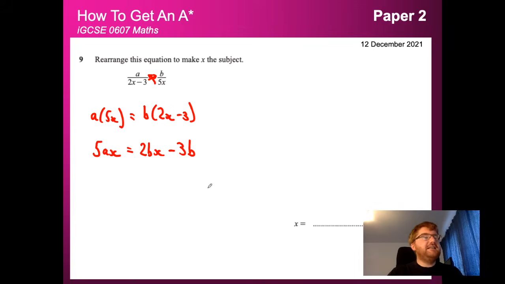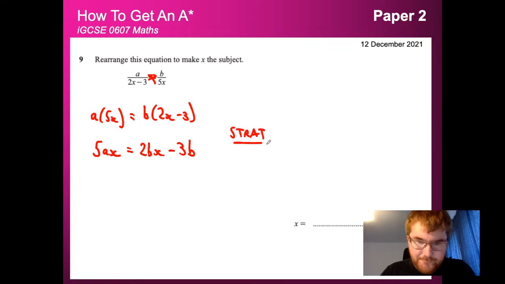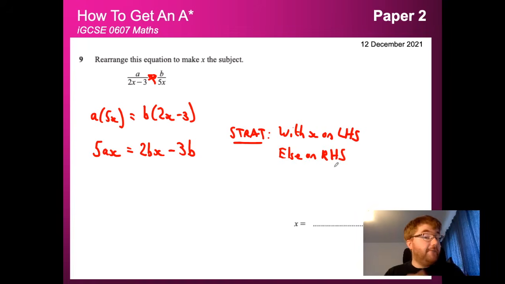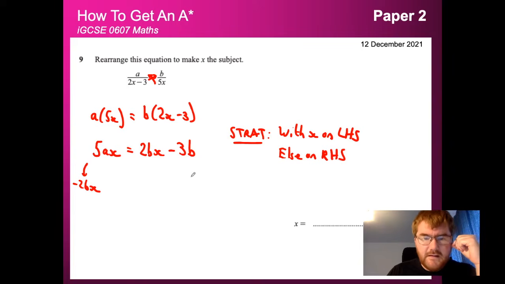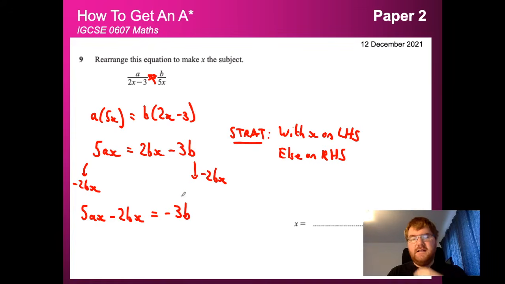Now, the key strategy in these kinds of questions, and I'm going to write this down as my strat, cool word, is we want to put everything with x on the left-hand side and everything else on the right-hand side whenever you have these kinds of problems. So I'm going to follow those instructions now. So I'm going to bring the 2bx to the left-hand side. So we're going to minus 2bx from both sides. Now, if we do that, we get 5ax minus 2bx is equal to minus 3b, like so.